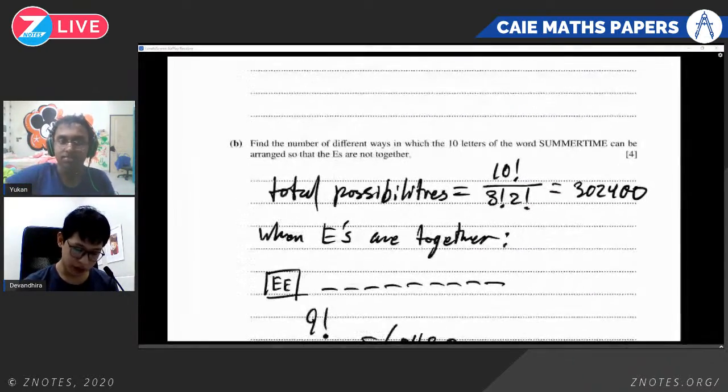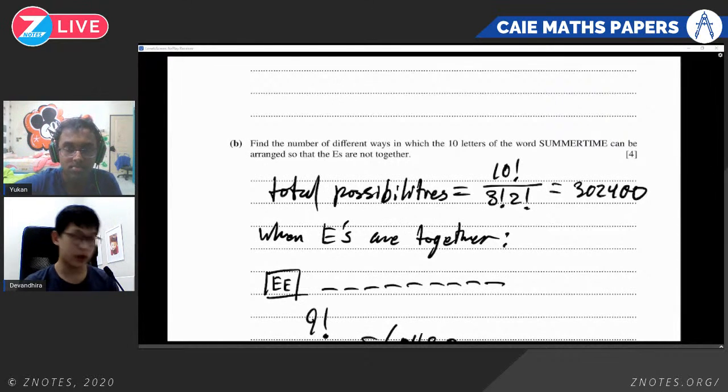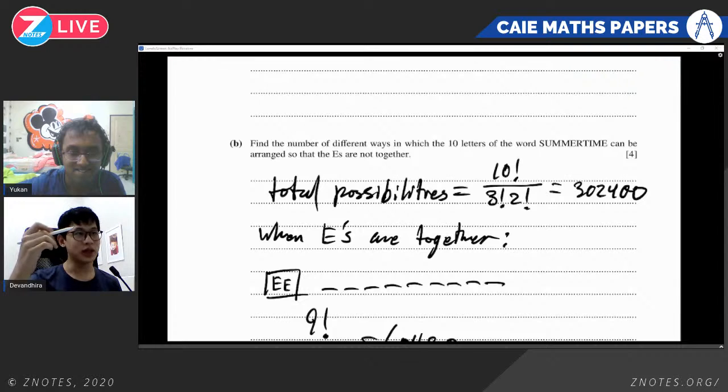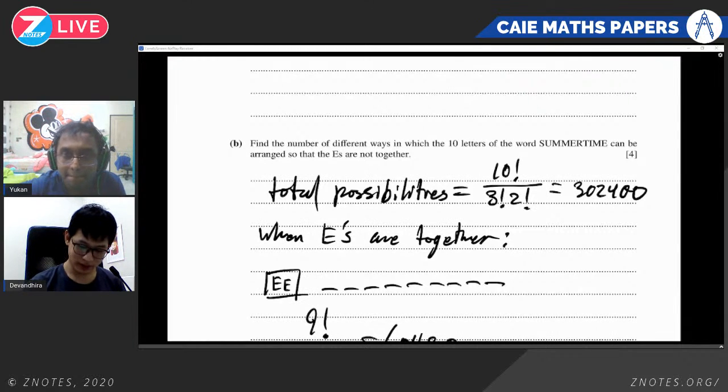Next question. Find the number of different ways in which the 10 letters of the word summertime can be arranged so that the E's are not together. Yeah, we can do that. So there's a trick here. It's like probability. If we want to find the number of ways that the E's are not together, we get the total possibilities minus the ways when the E's are together. So the result will be when they're not together. Is that right?